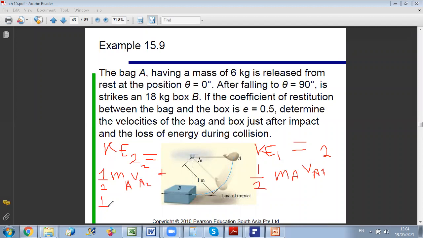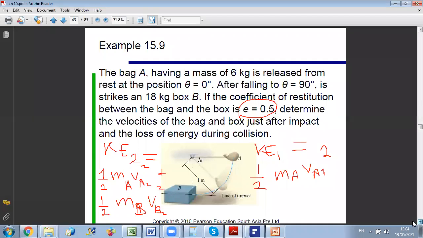And of course KE1 will be greater than KE2, because you will have some losses, as you can see here the restitution is smaller than 1. If it were equal to 1, the kinetic energy at state 1 should be equal to the kinetic energy at state 2. Okay? So here, if you do the difference, you will see the amount of energy lost during this collision.